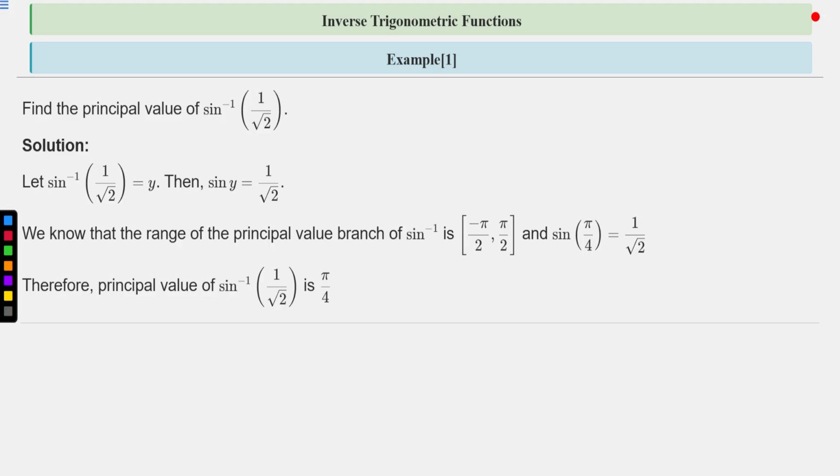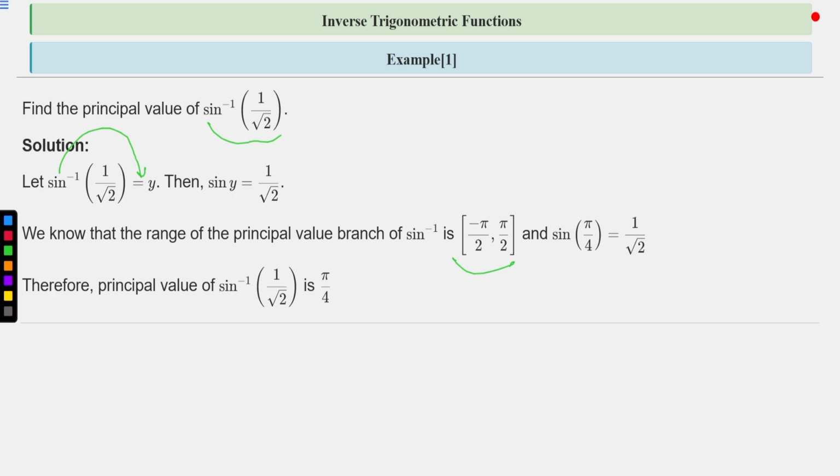See, what we have done is, we need to find the principal value of sine inverse 1 by root 2. So we have taken sine inverse 1 by root 2 as y. Therefore, this sine inverse will go on the right hand side and it will become sine y. So sine y will be equal to 1 by root 2. And we know that the principal value branch of sine inverse is minus pi by 2 to pi by 2.